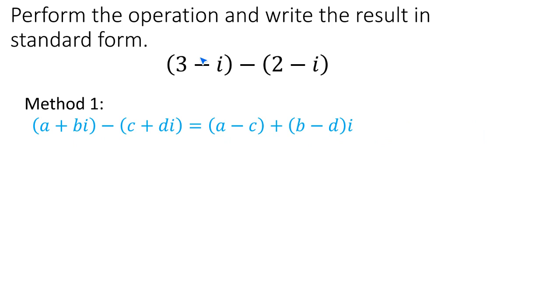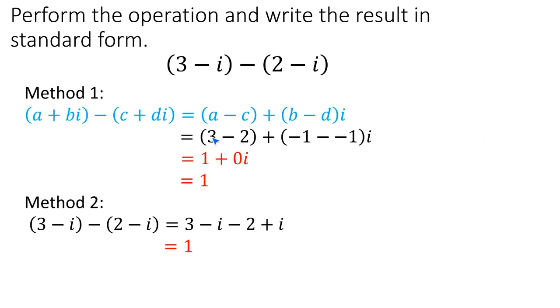Okay. If we want to subtract, and you use the first method, then you're subtracting the real parts, a and c. In this case, a is 3 and c is 2. So we get 3 minus 2. And then we subtract the coefficients. So we have -1 minus the -1 here. We end up with 3 minus 2 is 1. A negative negative is positive, so that gives me a 0 here. So my answer becomes 1.